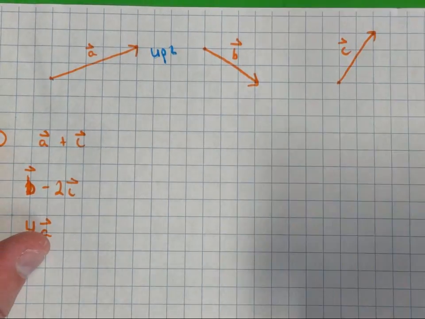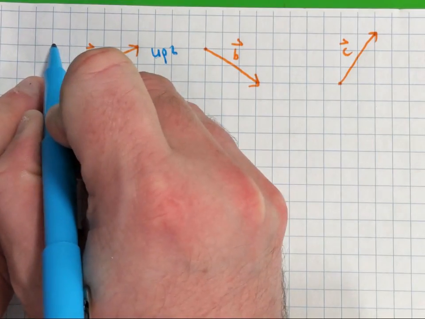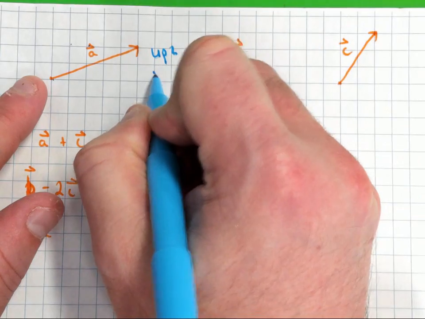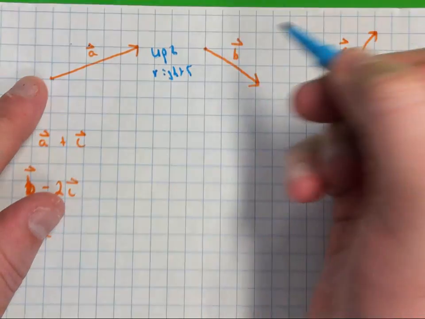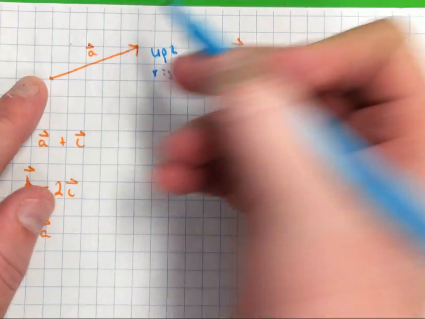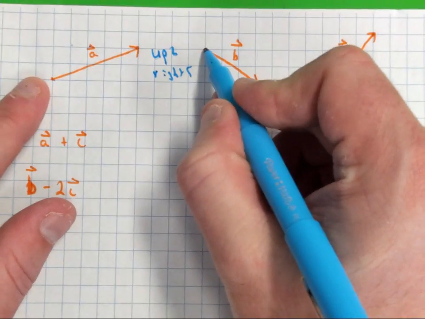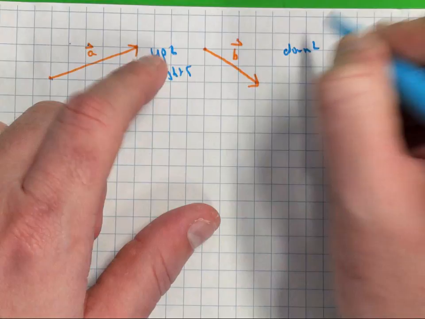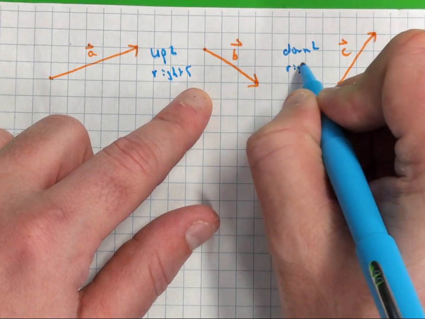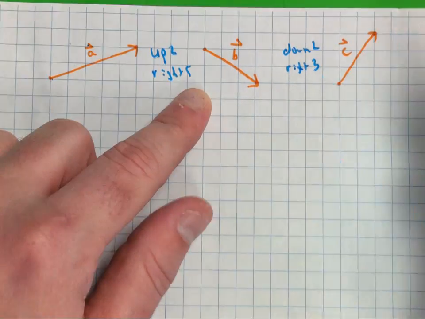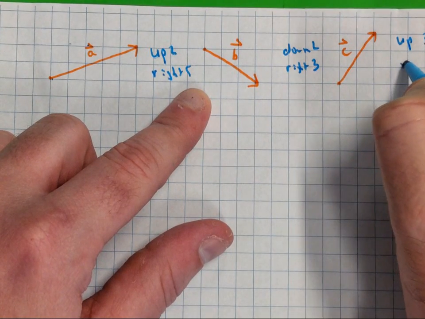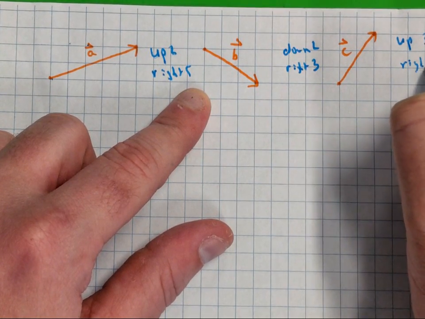Alright. I went up 2, and then I ran how many? 1, 2, 3, 4, 5 to the right. Right 5. That's vector A. Okay, B, from the tail to the head, I went what? Up or down? Down 2, and then right how many? C, I went up or down? Up 3, right 2. Okay.